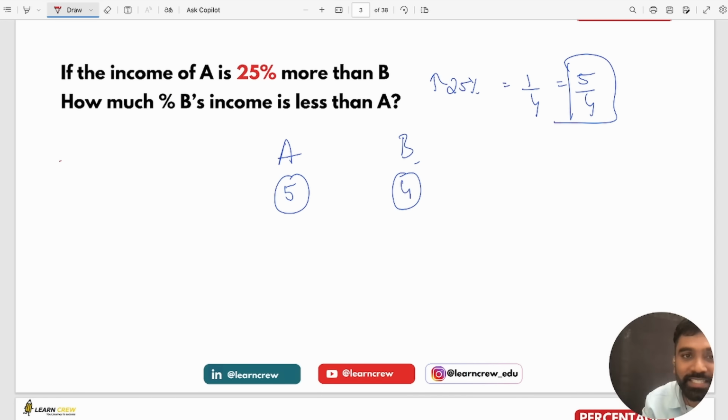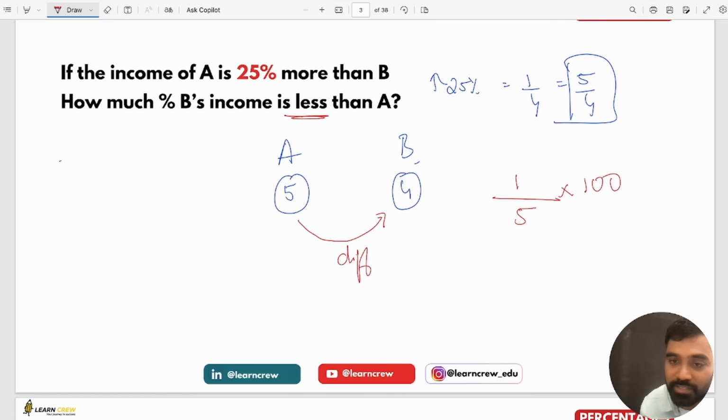Now, how much is B's income less than A, they're asking. What you need to do is take the difference between them. 5 minus 4 is 1. They're asking for percentage less, so divide by the higher number, into 100. What is 1 by 5? 1 by 5 is nothing but 20%. That's all, answer done.